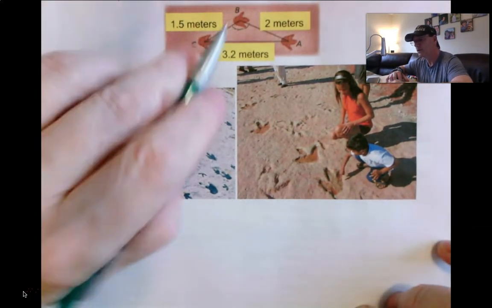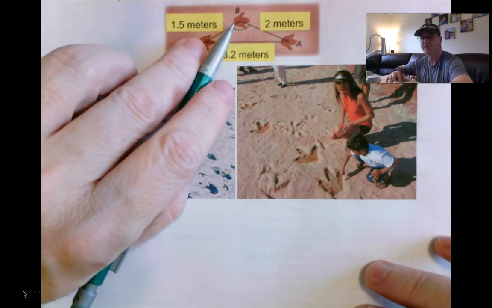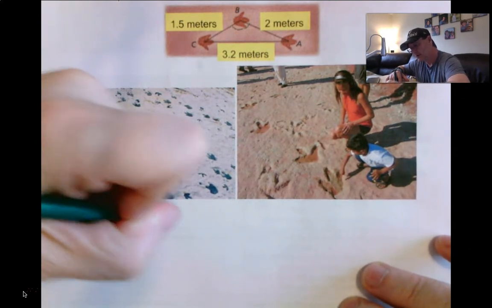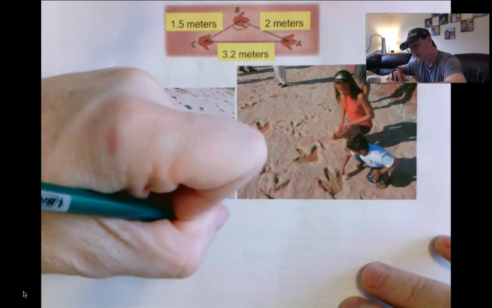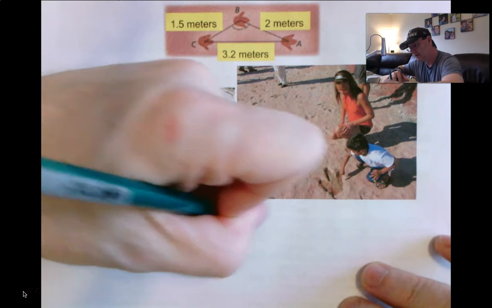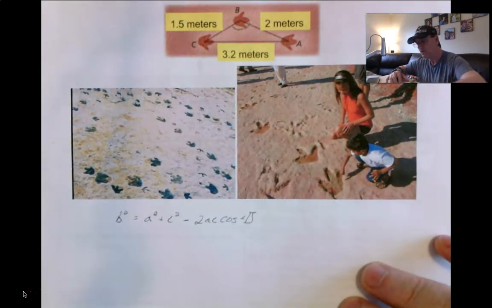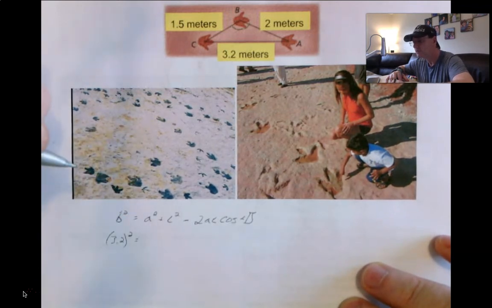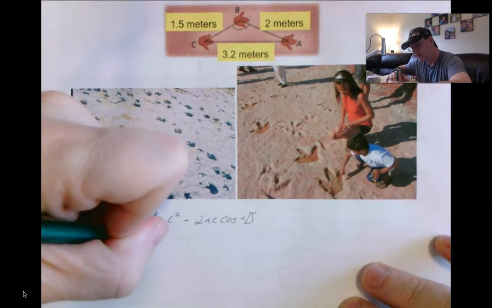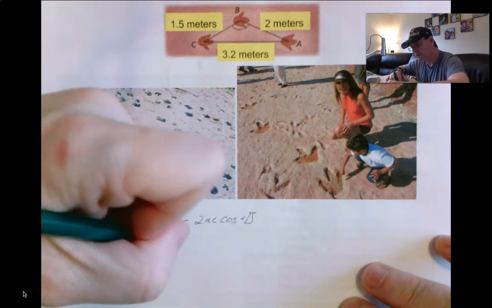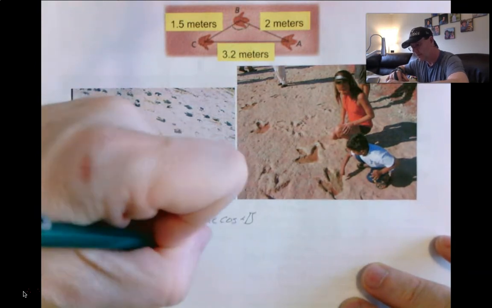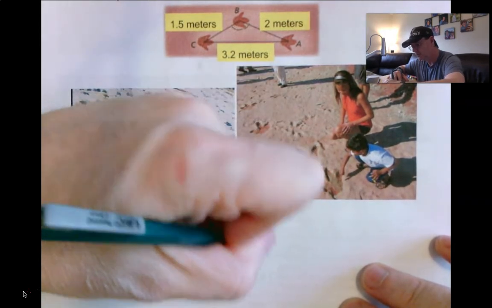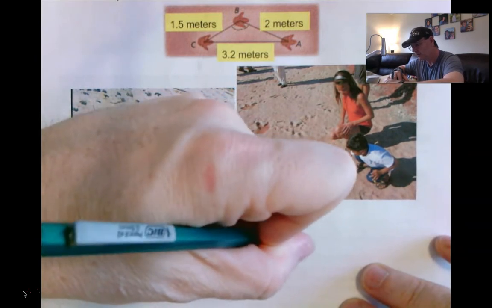If we're looking for angle B, then we use the law of cosines that has angle B in it: b squared equals a squared plus c squared minus 2ac cosine angle B. b squared is 3.2 squared equals a squared, 1.5 squared, plus c squared, 2 squared, minus 2 times 1.5 times 2 cosine angle B.